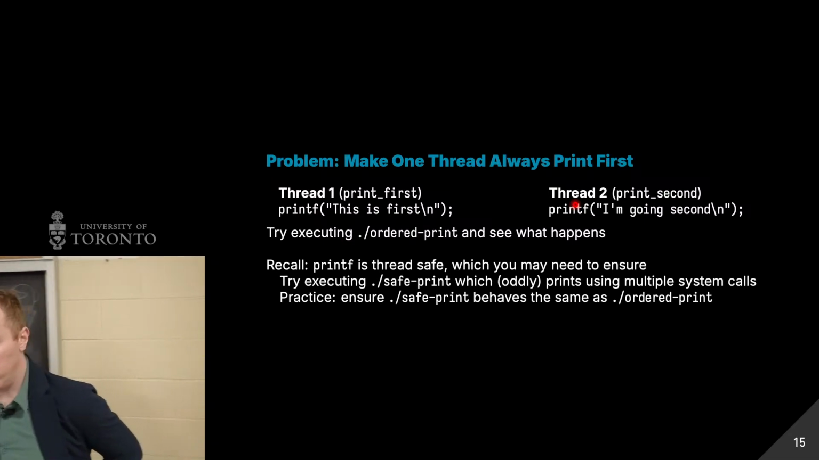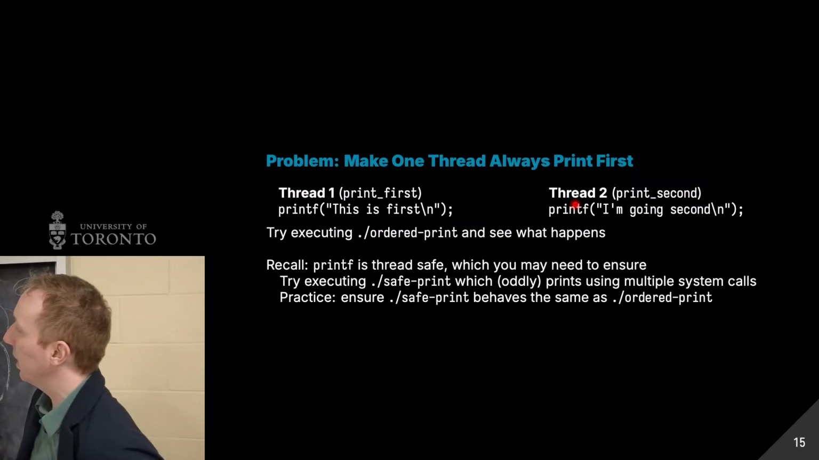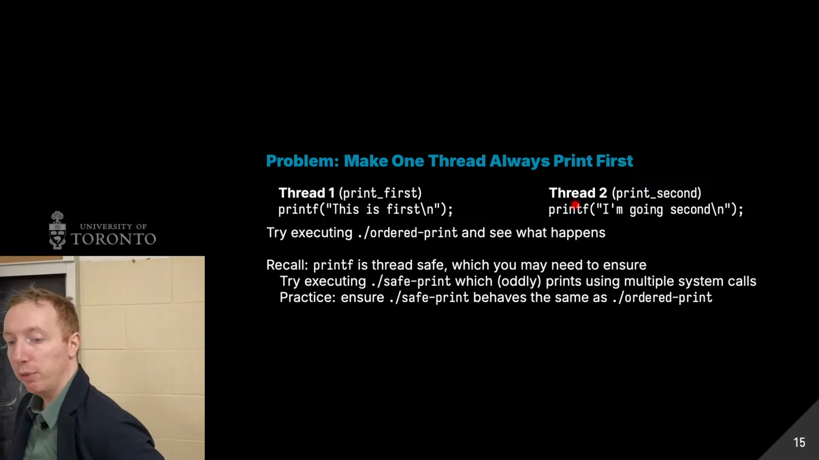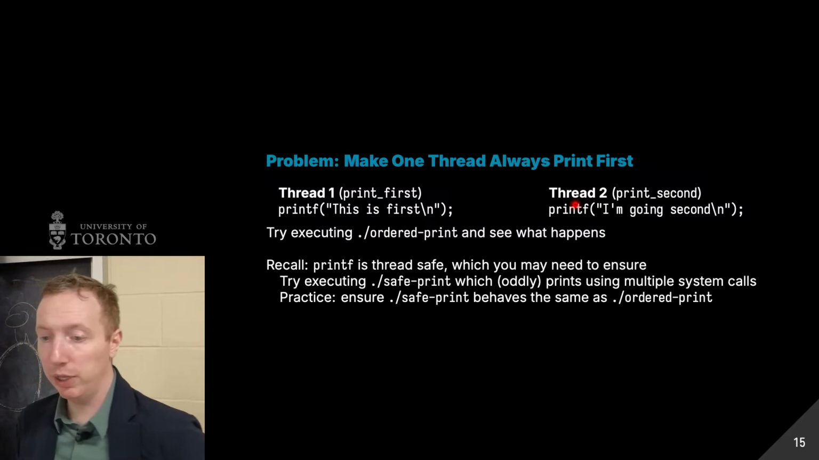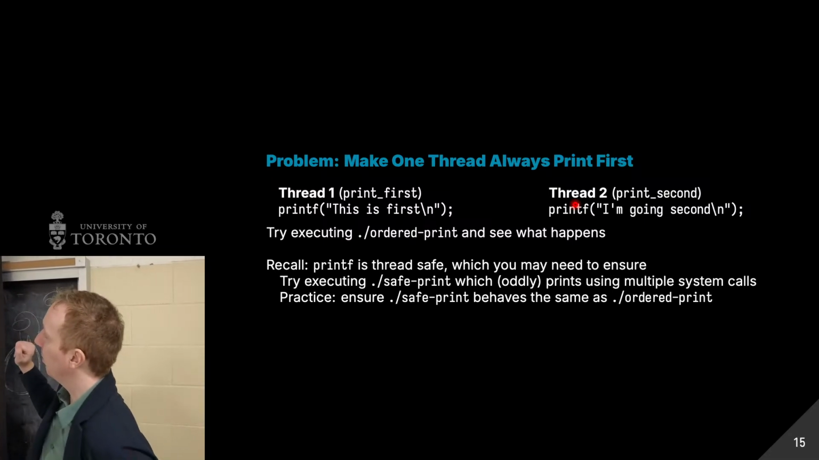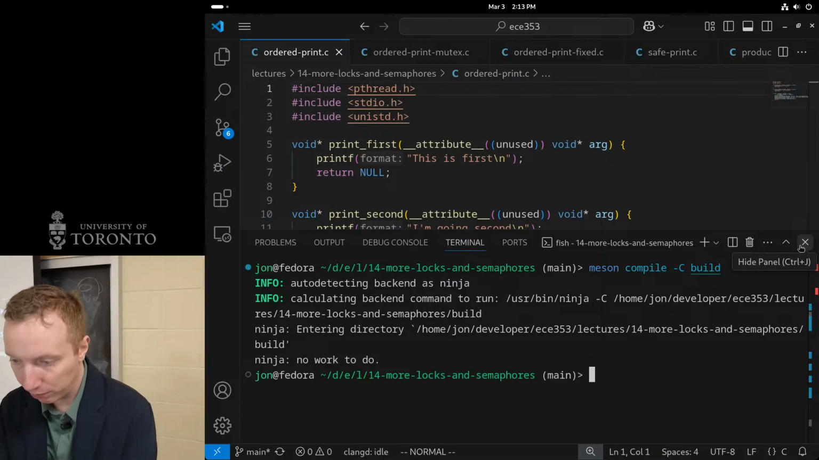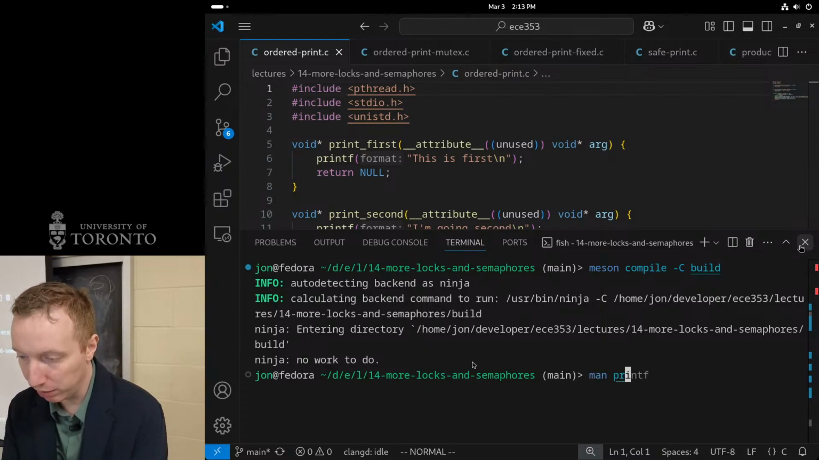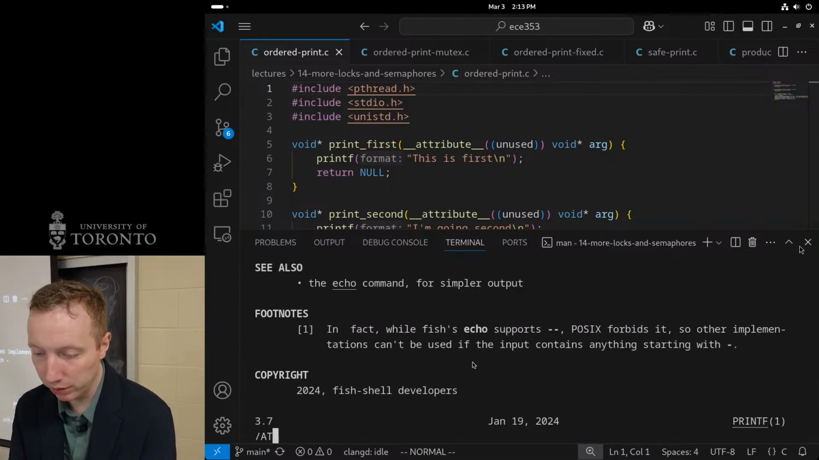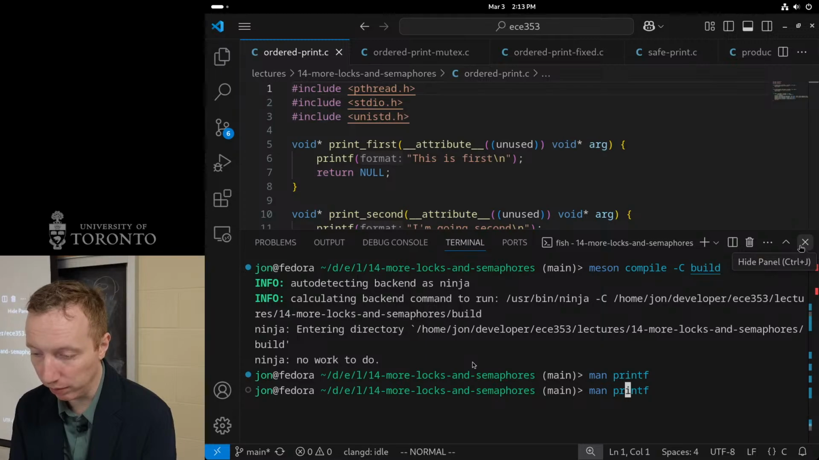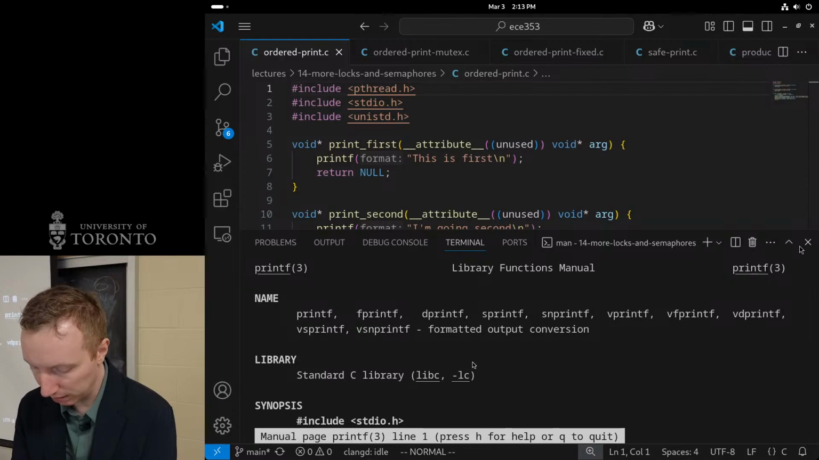So also recall here that now if we have two threads all executing at the same time, we have to make sure that the functions we use are something called thread safe, which you would need to ensure. So if I look at the documentation for printf, I haven't done this before, but if I do man printf, oh, that's not the right one. If I do man 3 printf, yeah, that's the C standard library one.